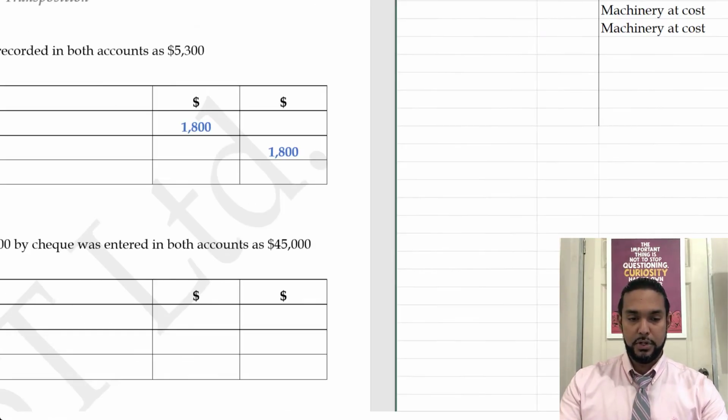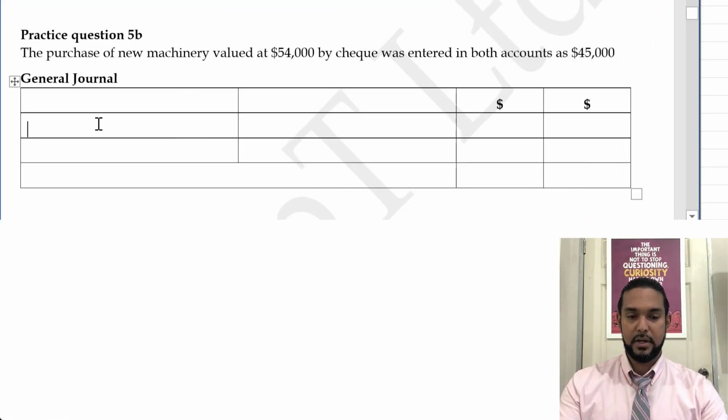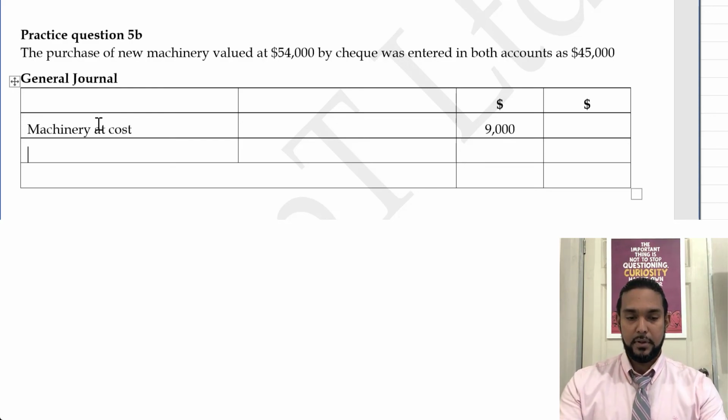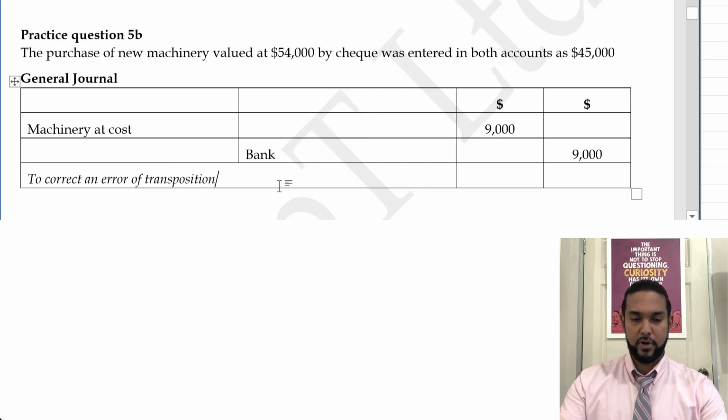So if we go to the journal now, right, so we have to debit machinery at cost. I guess you could put at cost, right, that's fine. And it was 9,000. And of course, 9,000 is divisible by 9, all right? And then we're going to credit bank, of course, 9,000. And to correct an error of omission, do that. Right. Okay, cool.